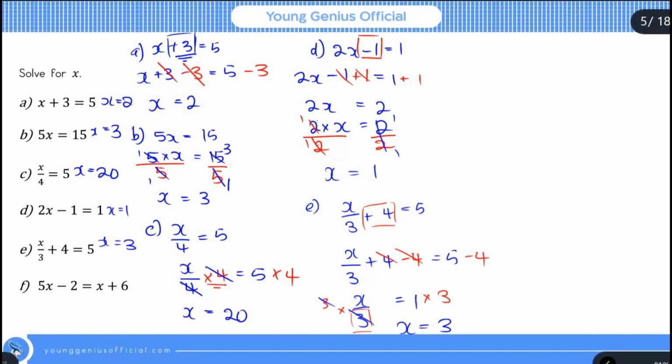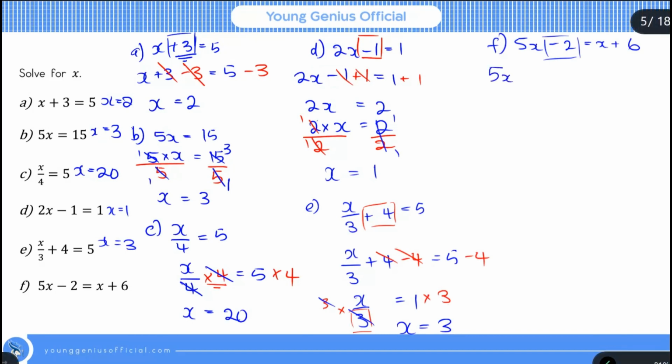And F here, the final one on this page, 5x minus 2 is equal to x plus 6, right? And let's see what we can do. We want to get the letters on one side and the numbers on the other side, right? So again, I'll just keep letters on the left and numbers on the right. You can do it however way you want to. If you feel comfortable enough, you'll get the same answer no matter what side you put them on. So here it's a minus 2, so to get rid of it, we will do the opposite of subtracting, which is adding. So we'll add 2.